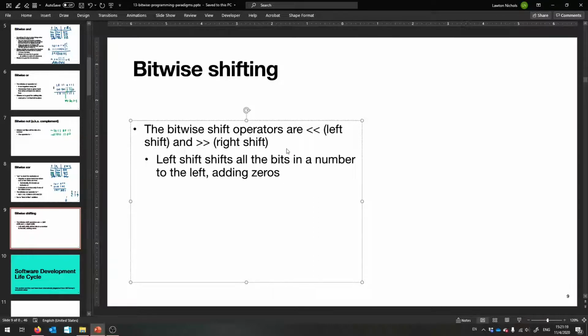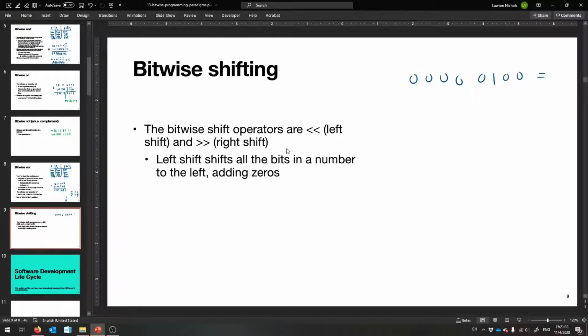For example, if I have the binary number 0000 0100, which is 1, 2, 4, it's in fact 4 in base 10. If I left shift that by 1, you put here the number that you want to shift by, you get back a number with all these bits shifted to the left by 1, so adding a 0. So it's as if we added 1 here and got rid of that one. So now it's 100.